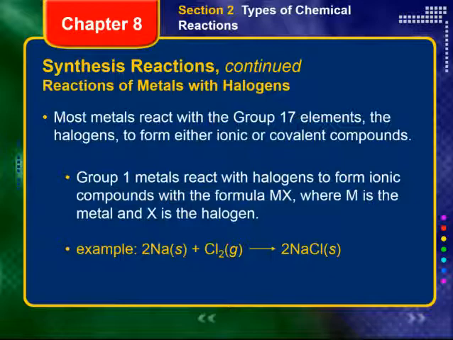Group 1 metals react with halogens to form ionic compounds with the formula MX. All right, group 1, +1 charges, halogens are all going to be -1, so you just need 1 of each. In this case, the M represents the metal, the X represents the halogen. With the example here, 2 sodiums reacting with a chlorine molecule to form 2 sodium chlorides.